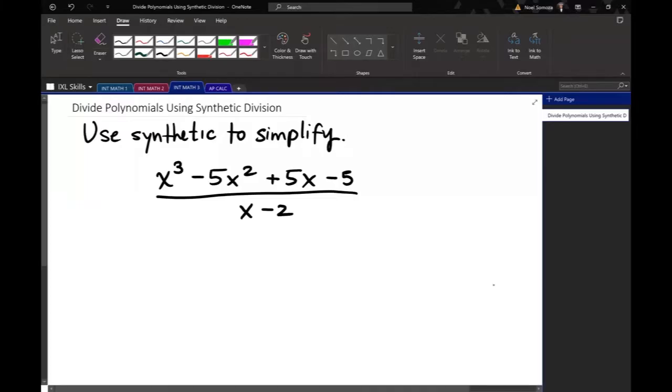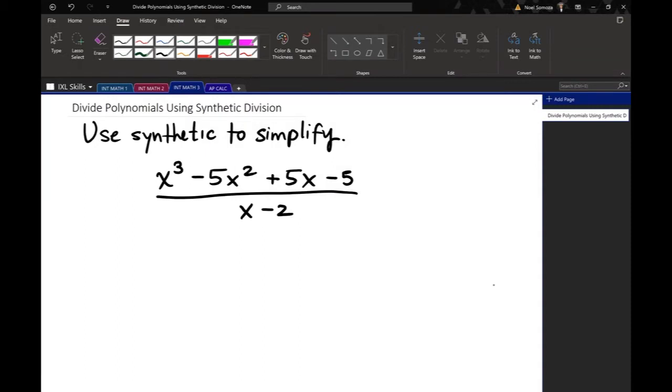All right, here's an example where we're being asked to use synthetic division to simplify this quotient. So we have our dividend in the numerator, divisor in the denominator. Okay, so we're going to treat this like we did before.